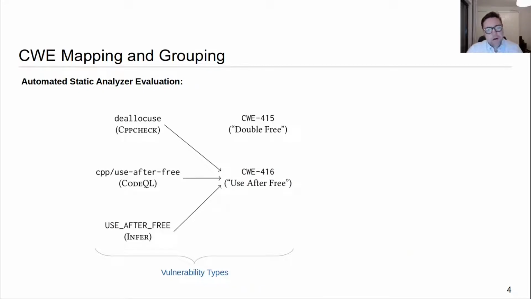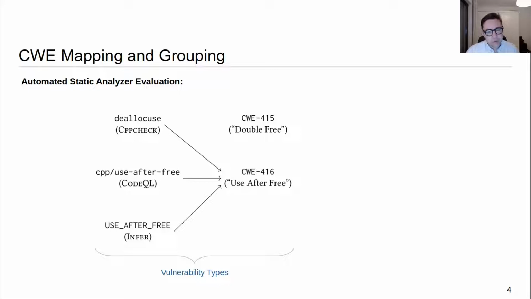So the goal of our evaluation was to perform it completely in an automated way, so that the results are also reproducible. Another goal was to not only check if the tools mark the correct code location, but also if they output the right vulnerability type. And what you can see here is that for the same type of vulnerability, different static code analyzers output different names, which makes it very difficult to evaluate them in an automated way.